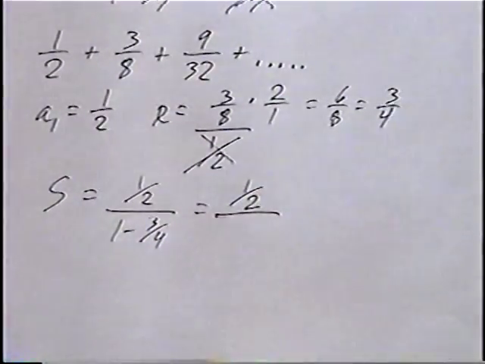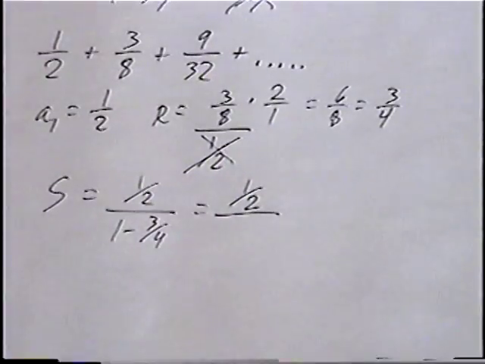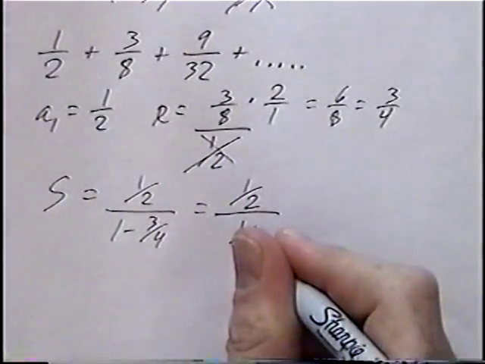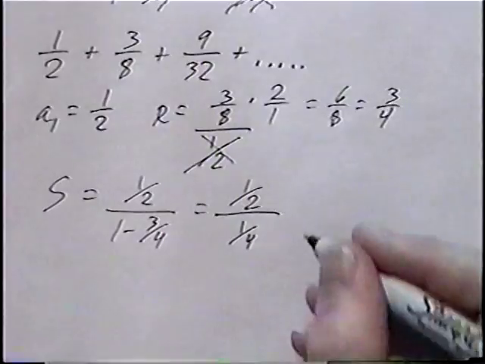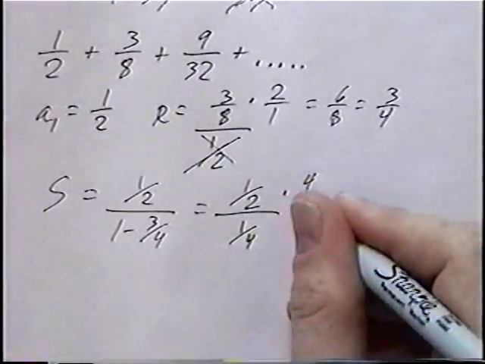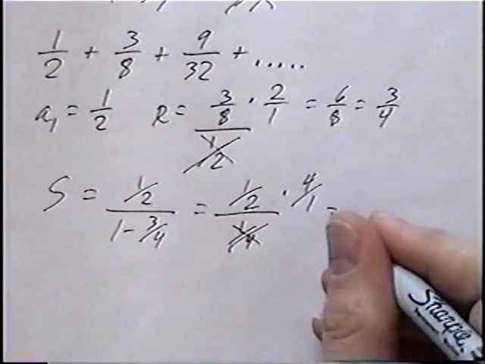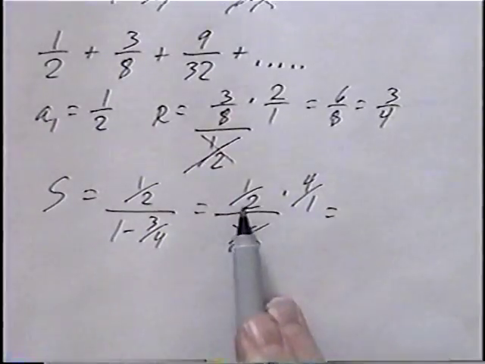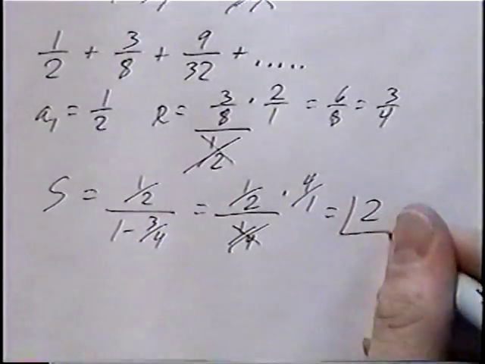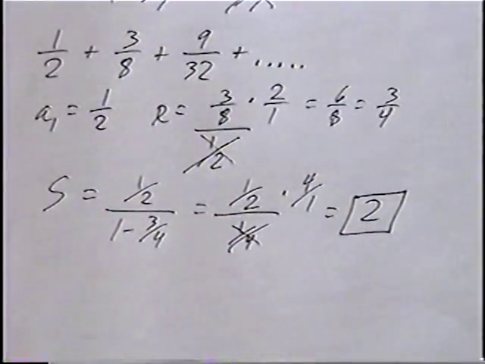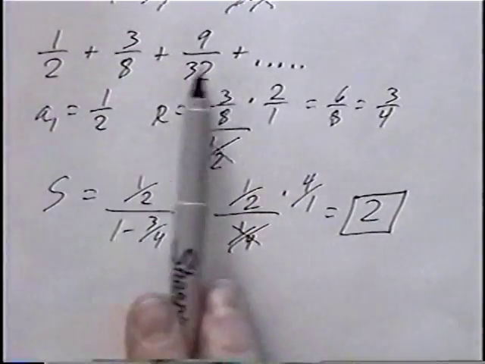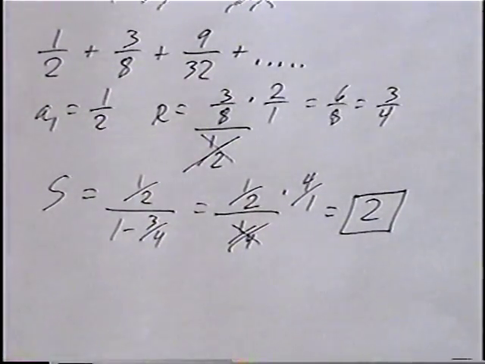1/2 would stay the same. 1 minus 3/4 would be 1/4. And we can multiply by the reciprocal, which will give us 4 over 2, or just 2. So the sum of all the terms in this sequence would equal 2.